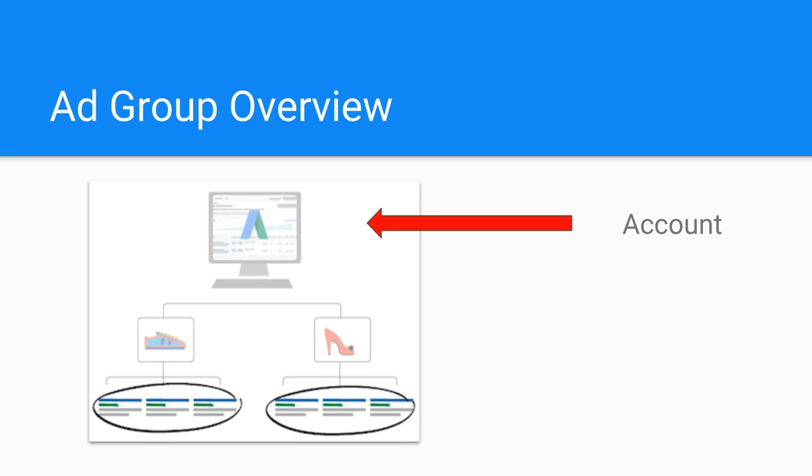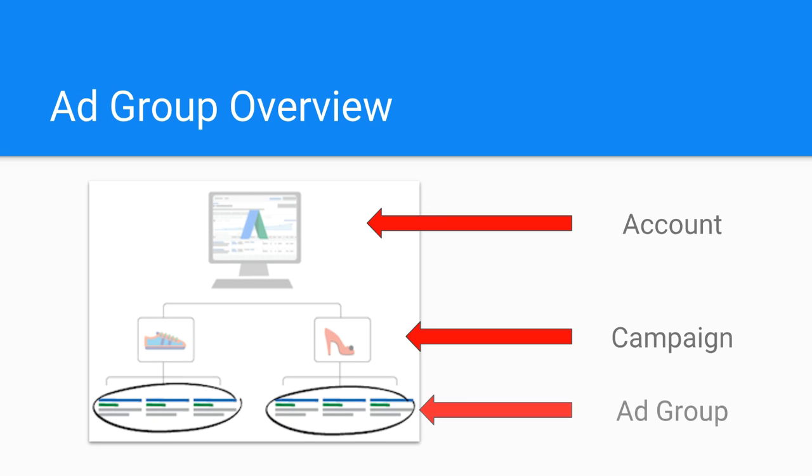Then in your account, you create campaigns. On the campaign level, you can control things such as budgets, location settings, and bid strategies. Then below your campaigns, you have your ad groups. Ad groups allow you to add keywords and create ads for those keywords. Ad groups are a great way to organize your product or services into themes. That way you can control which ads show up when your keywords are triggered by a search query.